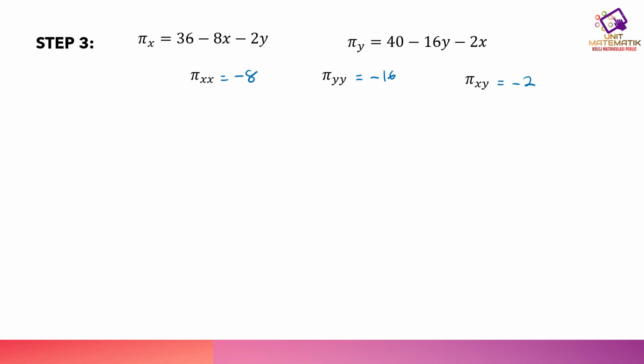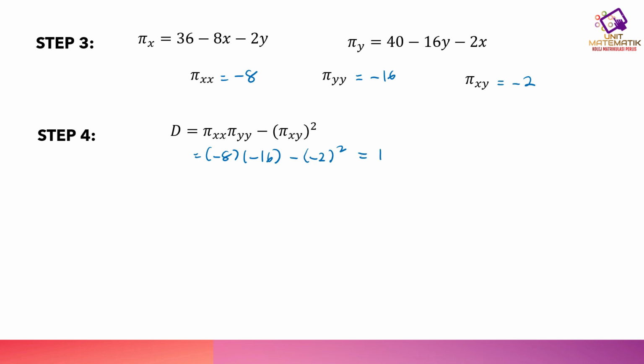So we substitute all the values into the test formula. Negative 8 multiplied by negative 16 minus negative 2 squared equals 124. D is greater than 0, 124, and profit sub xx is less than 0. So we can conclude that it is a maximum.